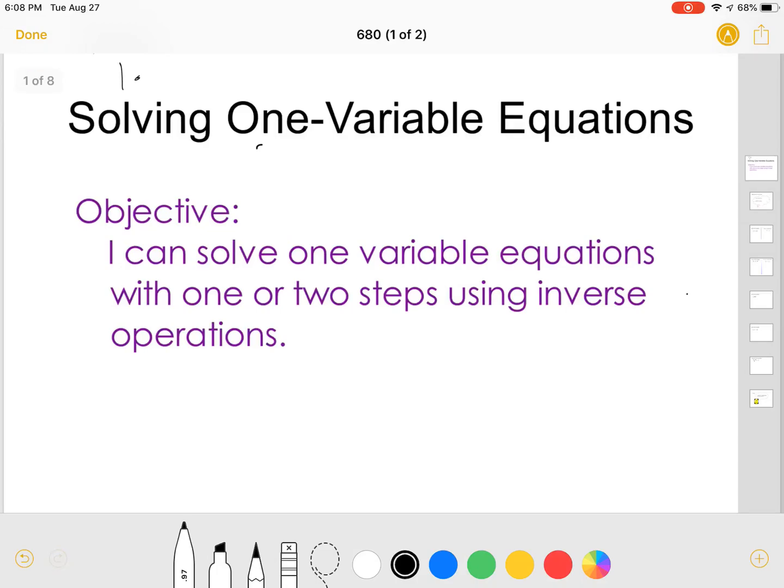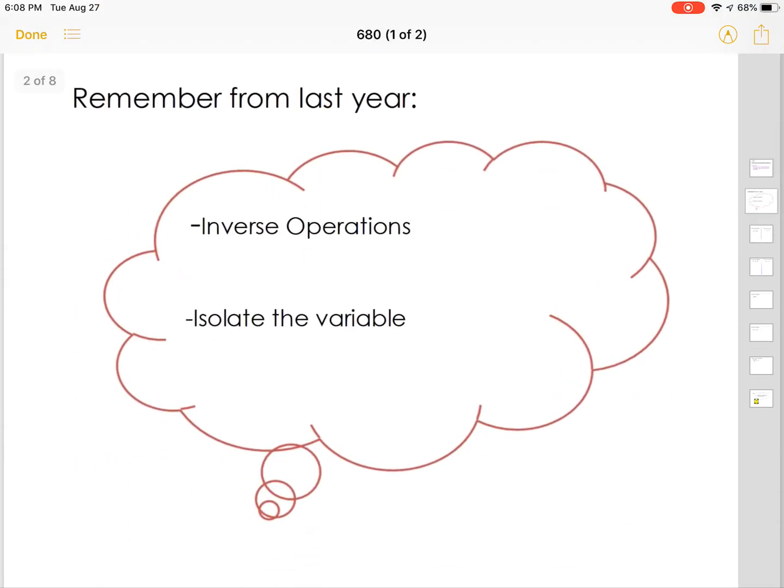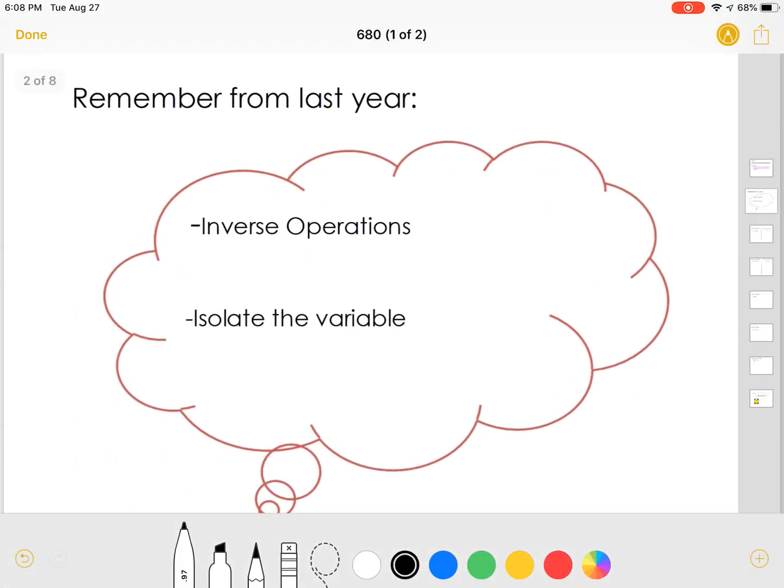Lesson 1.1a is on solving one variable equations. So we want to solve one variable equations with one or two steps using inverse operations. Hopefully a lot of these concepts sound familiar from last year. So thinking back to last year, hopefully we talked about inverse operations.